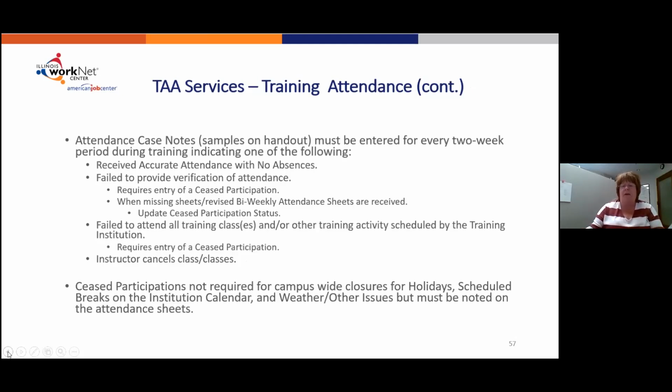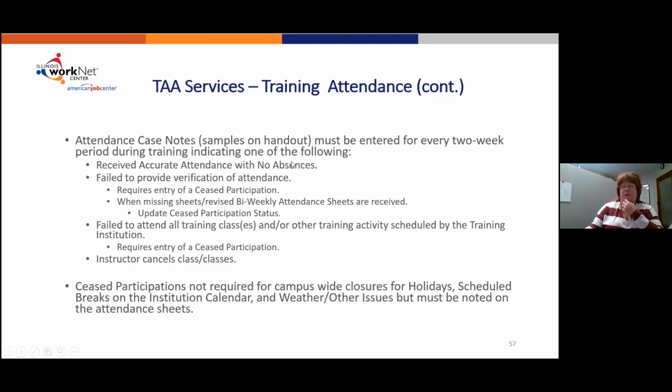For the online attendance, they have to supply that 2-week period. It has to show the 2-week period, the participant's name, and the class. We have to have that information, and it has to be documented that they are truly attending. Attendance case notes, we'll provide some samples on those when we do the attendance training session.